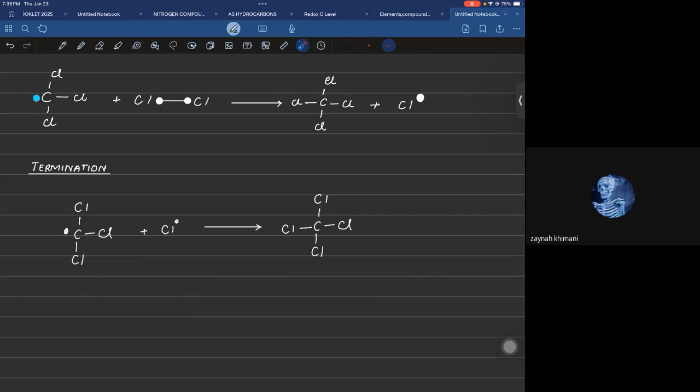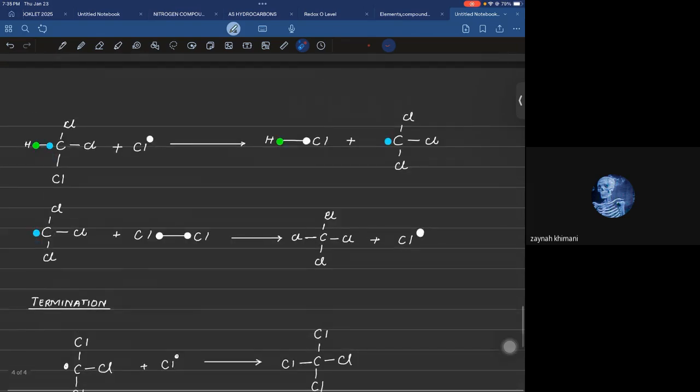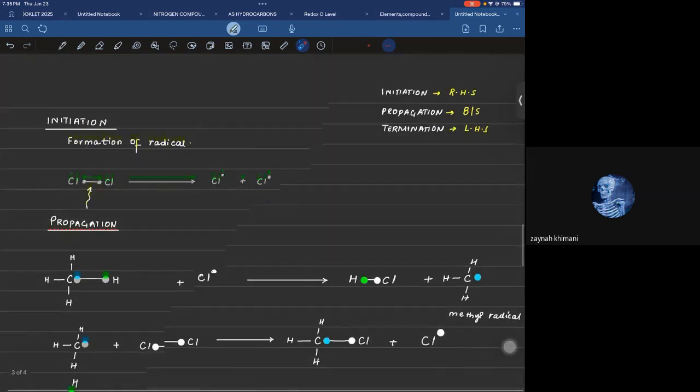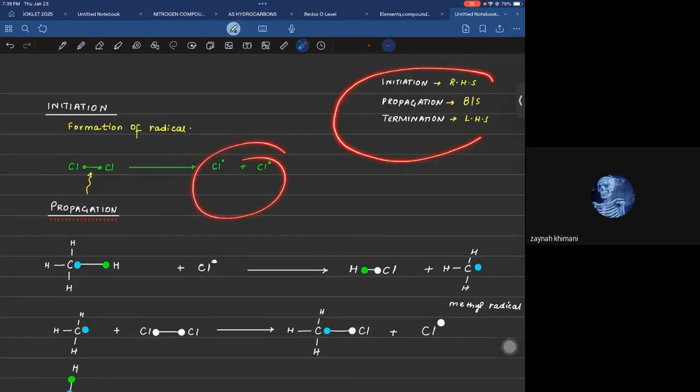So these 12 steps, yes, the marks will be according to them. But altogether this question doesn't come frequently. Sometimes you would see the termination step, sometimes the propagation step, sometimes the initiation step. When I was summarizing this, I told you that in the termination step you would see the radicals on your left hand side. In the propagation step you would see the radicals on both sides, and in the initiation step you would see the radicals on your right hand side. So that's the summary of this free radical substitution reaction.